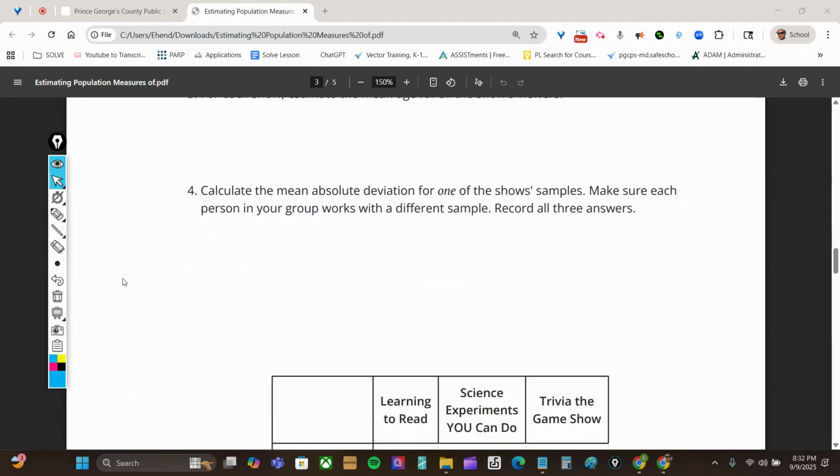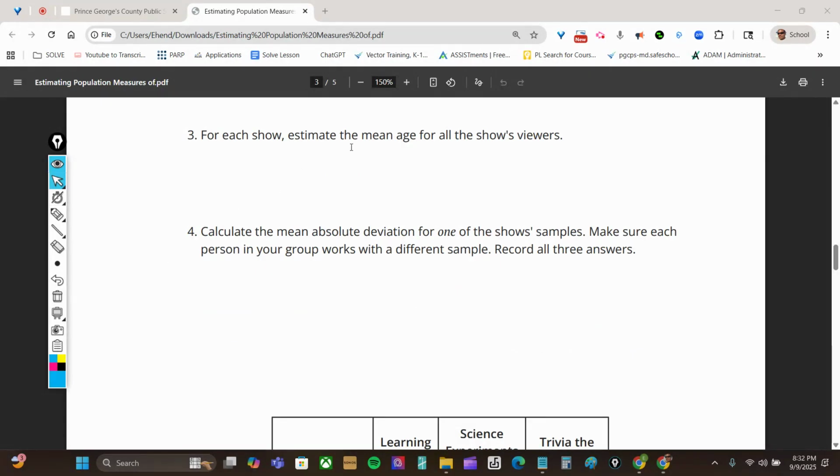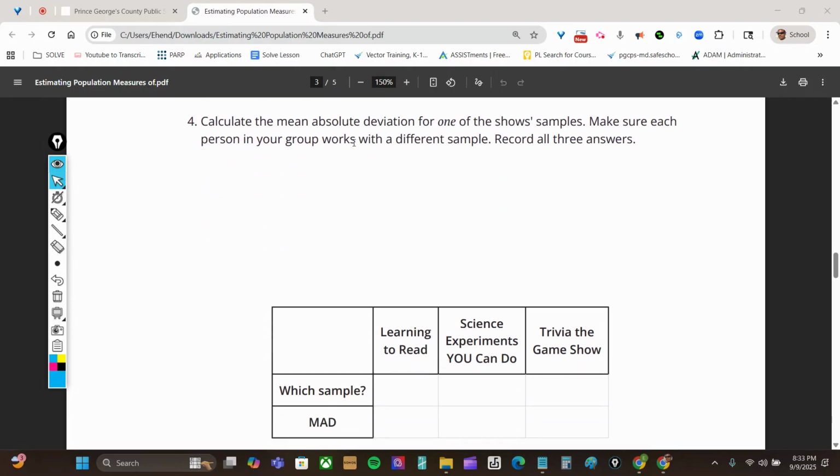All right. For each show, estimate the mean age for all of the show viewers. Okay, so we'll go ahead and do that in class based on your data that you've collected. And next question, calculate the mean absolute deviation for one of the show examples. Make sure each person in your groups works with a different sample. Record all 3 answers.